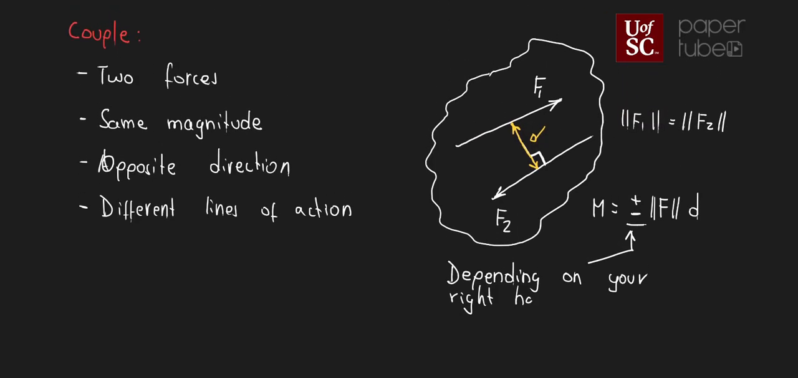And again, one of the nice characteristics of these couples is that when you add them, they're equal to 0, but you still have a remaining moment. And that moment can actually be moved anywhere in that rigid body.